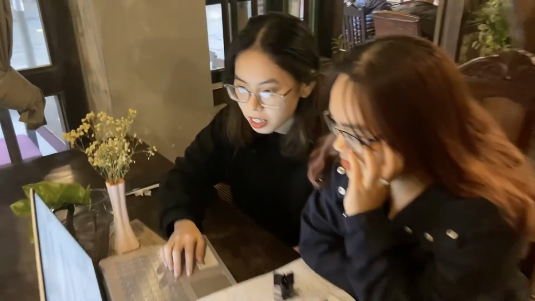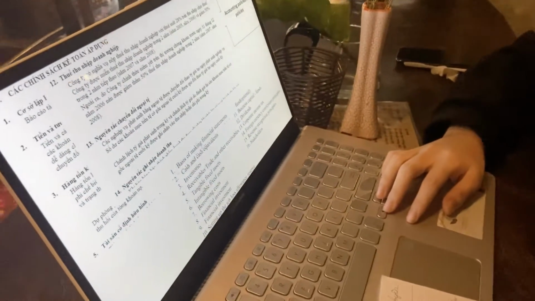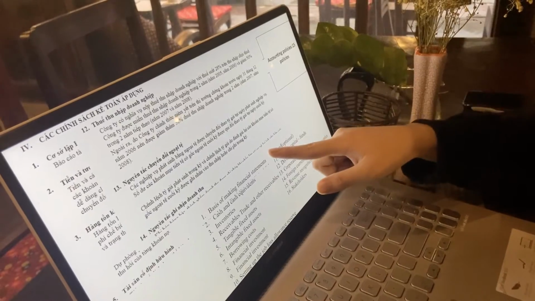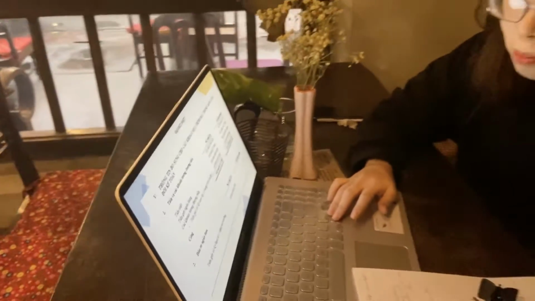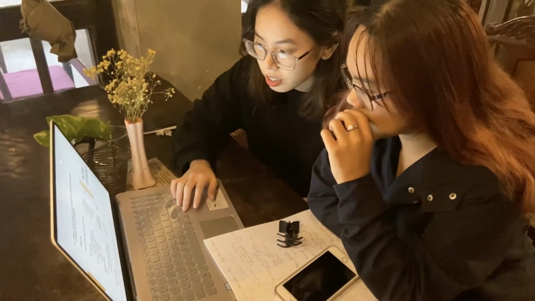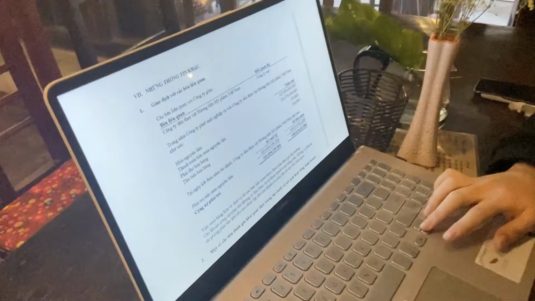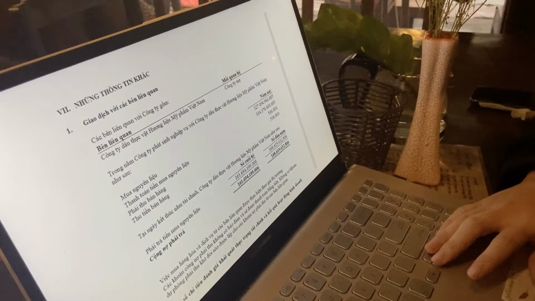Okay, so this is an example of the footnotes to financial statements. You can see they have a summary of significant accounting policies, numbers 1 to 16. Next is the balance sheet, next is the income statement, and the last is other information. So this is the end of footnotes to financial statements.